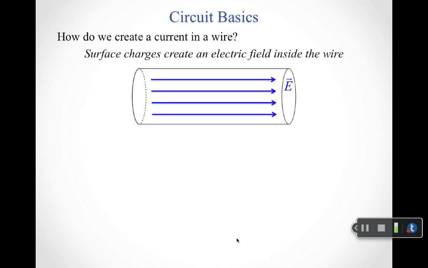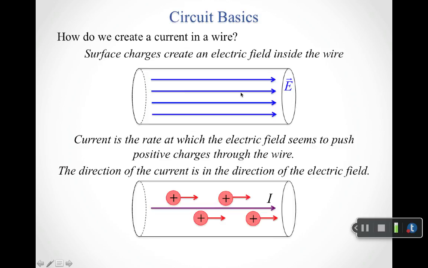So how do you create a current within a wire? Well, we've talked about how if I have a conductor, so my wires, they're made of metals, they're conductors. In a static equilibrium situation, the charges are going to rearrange themselves on the surface of the conductor so that there's no electric field. Electrostatic equilibrium says that there's no current. My charges aren't moving. This is the opposite of that. So this is a situation where the surface charges are going to create an electric field inside my conductor, which will then drive current. So here I have electric fields within my conductor, and then the current is really just the rate at which the electric field seems to push positive charges through the wire.